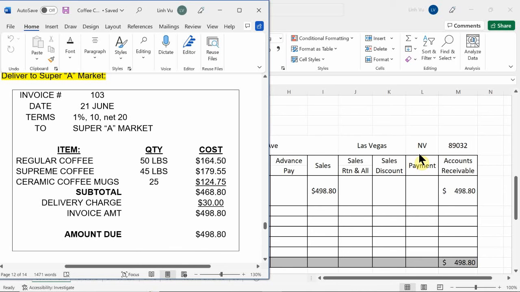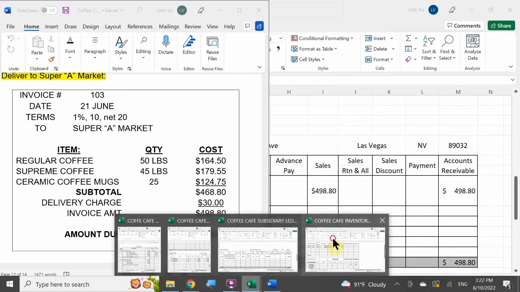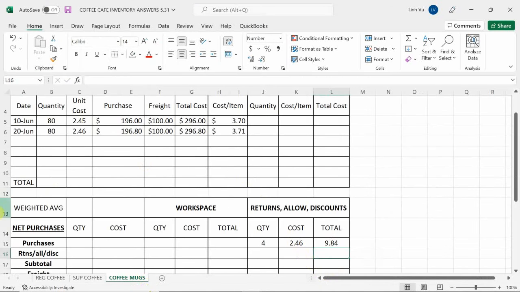Anyway, so let's go ahead and update our inventory. We are looking at 50 pounds of regular coffee and 45 pounds of Supreme coffee, with 25 coffee mugs sold. But in this case, we're going to ignore the sale of the coffee mugs. So that's how many pounds that we sold. Let's continue to update our inventory.